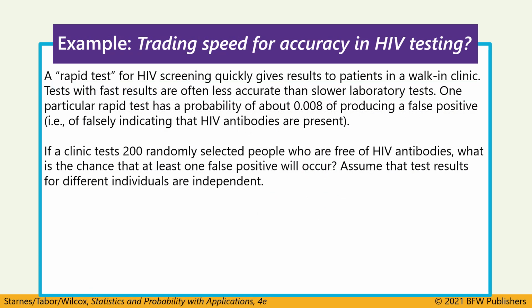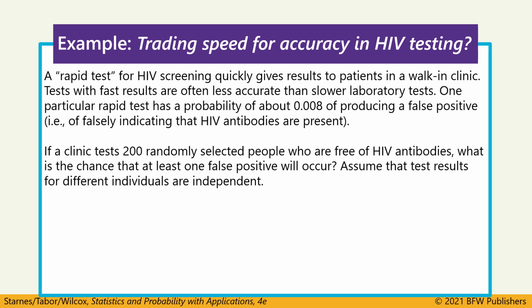A rapid test for HIV screening quickly gives results to patients in a walk-in clinic. Rapid tests are often less accurate than the slower laboratory tests. And one particular rapid test has a probability of 0.008 of producing a false positive, where it incorrectly indicates that HIV is present in the patient.